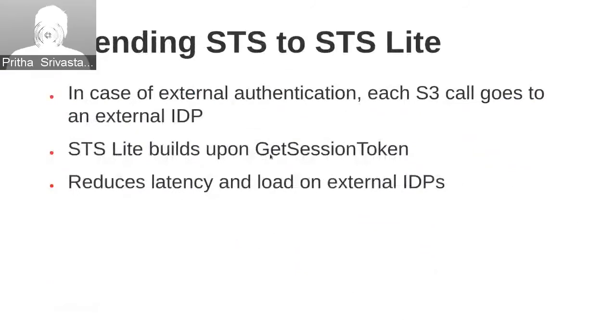We've also extended the concept of STS to something known as STS Lite. So in RGW, in case of external authentication, every S3 call goes to an external IDP for authentication, and the external IDPs are Keystone or LDAP. And STS Lite builds upon the STS API known as GetSessionToken. And the idea is to reduce the load on the external IDPs and hence reduce the latency in serving the S3 requests.